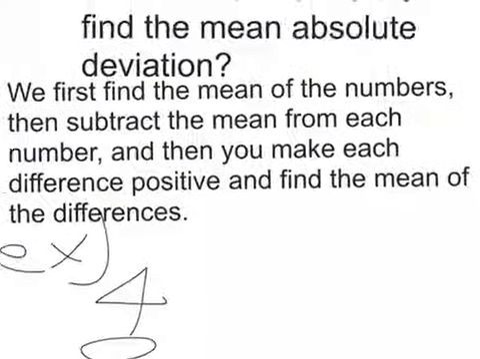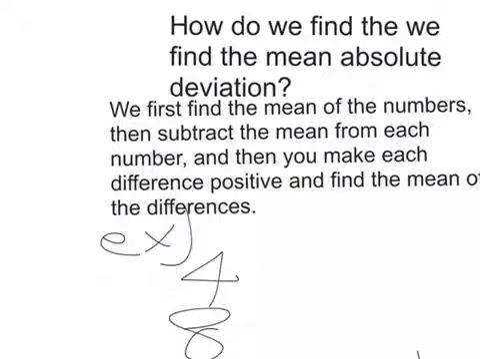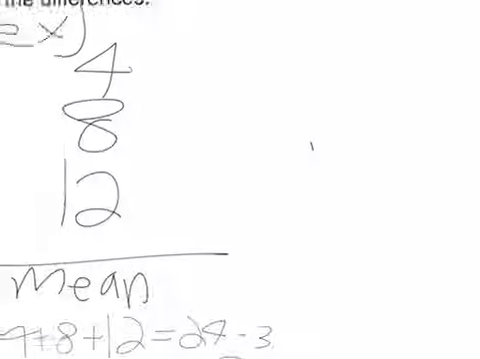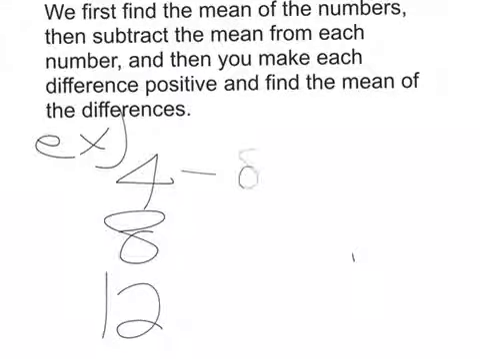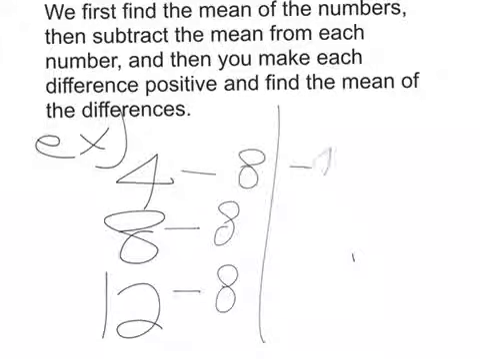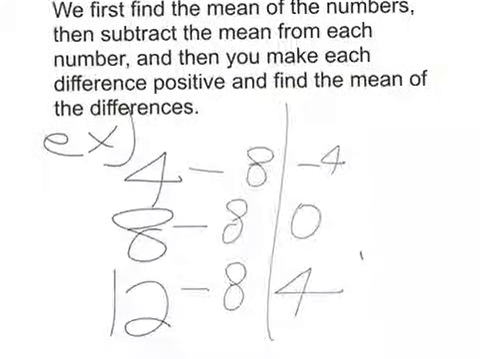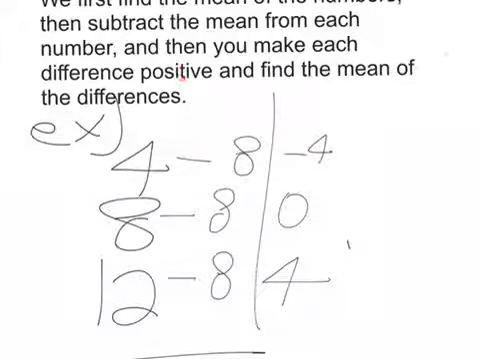In the next step, we have to subtract the mean from each number. We know that the mean is 8, so we just subtract 8 from each number. Minus 8, minus 8, minus 8. Then you're left with -4, 0, and 4. In the next step, we have to make each difference positive. We technically have all the numbers positive except for -4, which we make the absolute value, which will give you 4. So you have 4, 0, and 4.